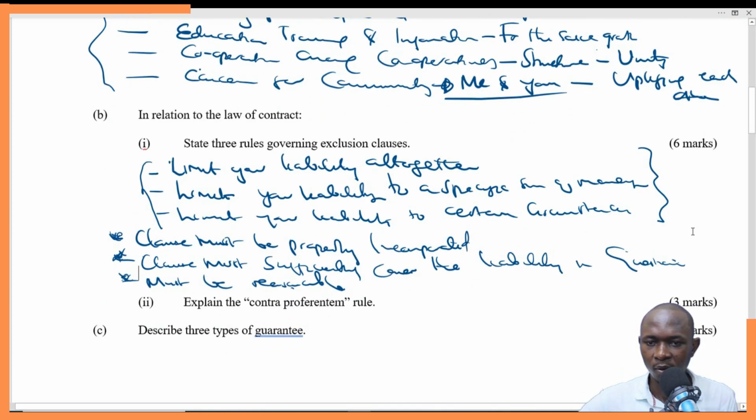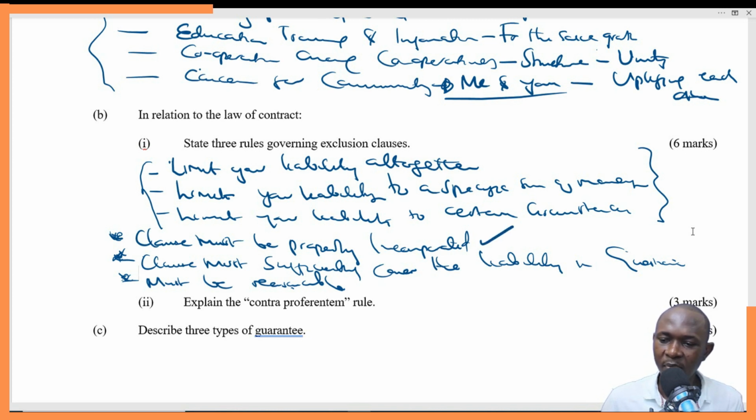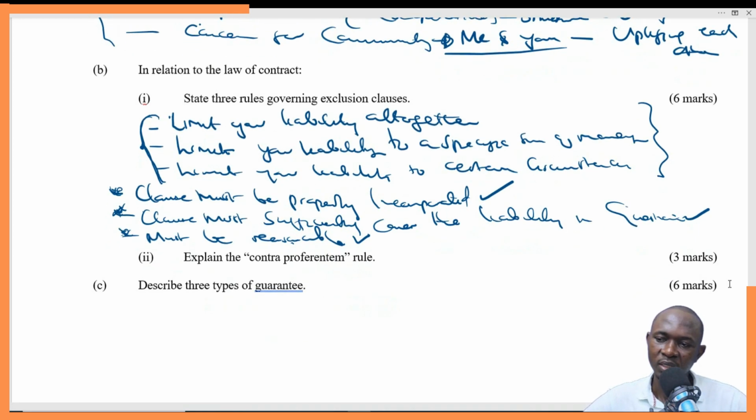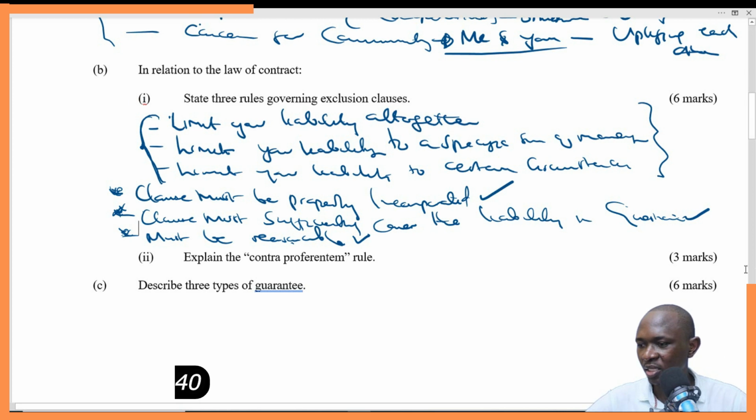So now, what are the answers to this? State three rules governing exclusion clauses. We will say that they must be properly incorporated, they must sufficiently cover the liability in question, and they must be reasonable. And then, of course, these are the exclusion clauses. They might limit your liability altogether, they might limit your liability to a specific sum of money, or limit your liability to certain circumstances. Now, let's move to the next question.